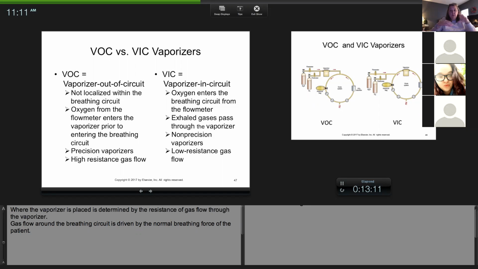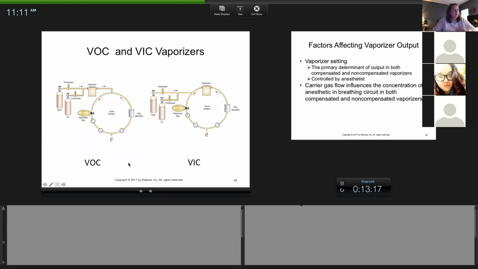So the patient, because of where it's located, let me show you. Here's a picture. Again, so here's the VOC. They've taken some of those other parts out of the picture. So you have vaporizer delivering the anesthetic into the circuit. And this is where the animal inhales and exhales from.